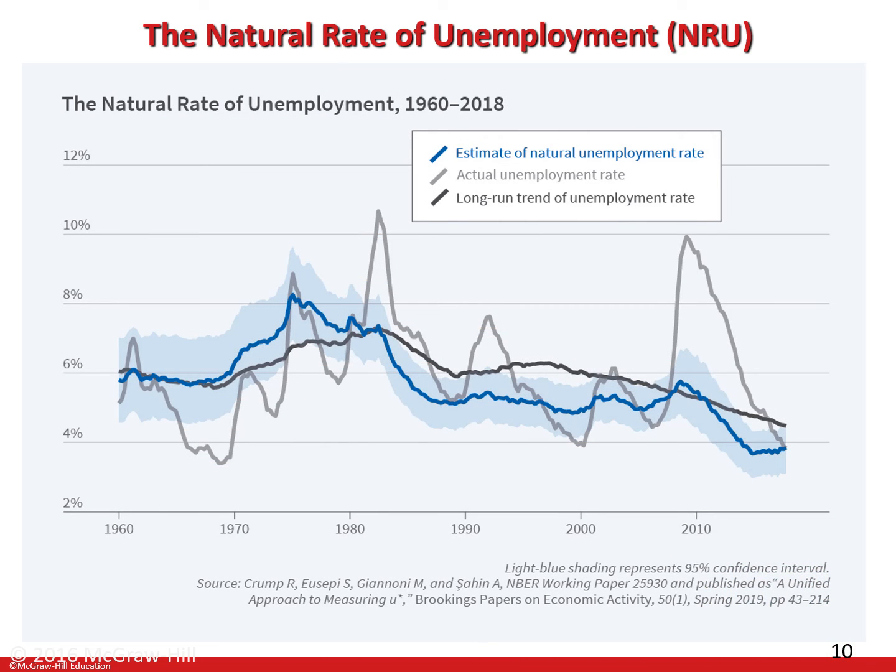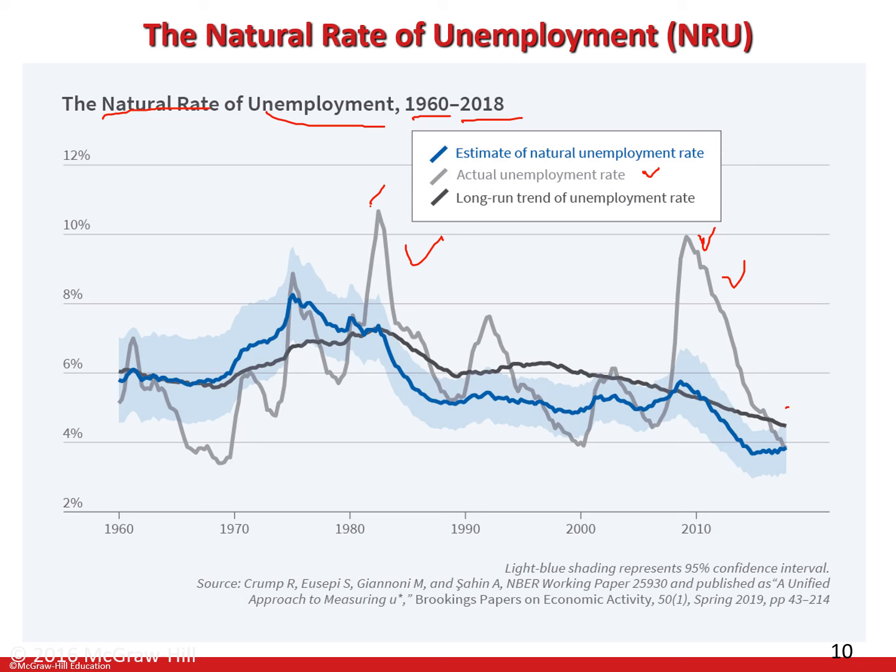This figure illustrates the natural rate of unemployment in the US from 1960 to 2018. We can see that the green line here is the actual unemployment rate. It was very high, over 12% in 1982 because of the recession in 1982. Also, during the Great Recession of 2007-2008, it was about 10%.